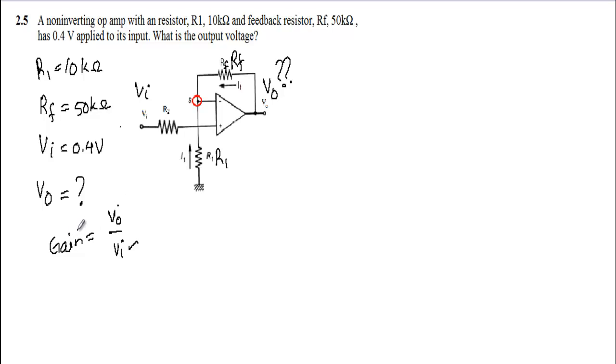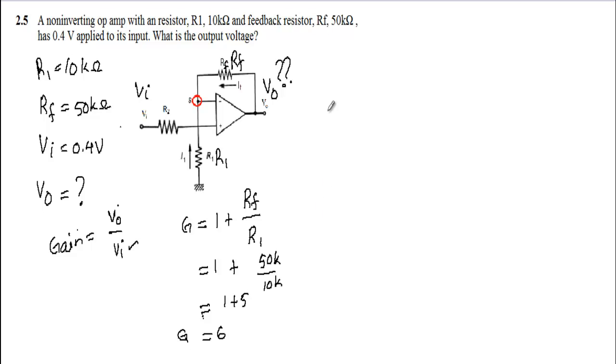Okay, the gain can also be found from the non-inverting operational amplifier circuit. For the non-inverting operational amplifier circuit, the gain is a positive gain. Do you remember the positive gain equation for the non-inverting operational amplifier? The gain equals 1 plus RF over R1. So let's find the gain. RF is 50k, R1 10k. Here 1 plus 5 equal to 6, so therefore gain equal to 6.